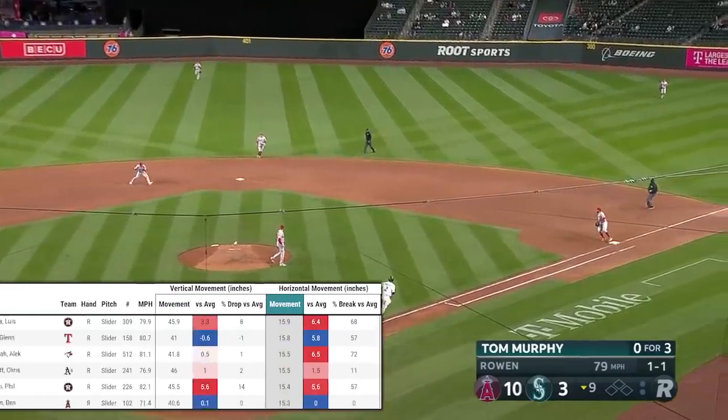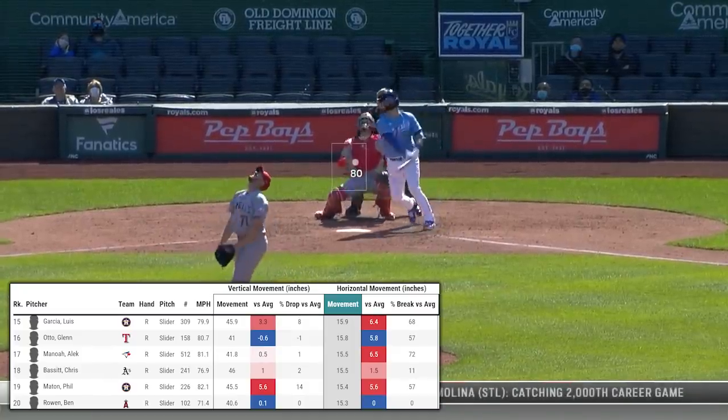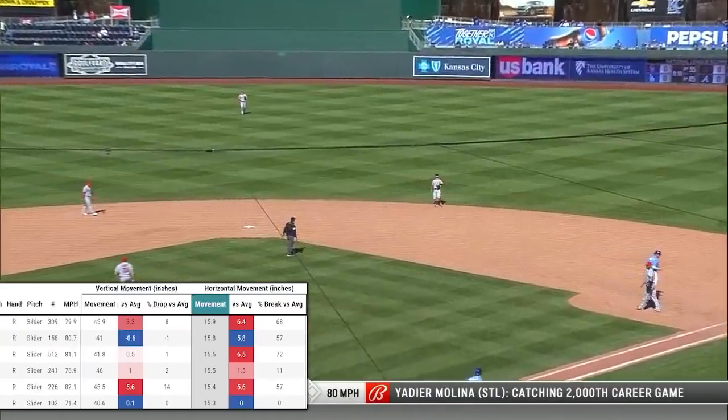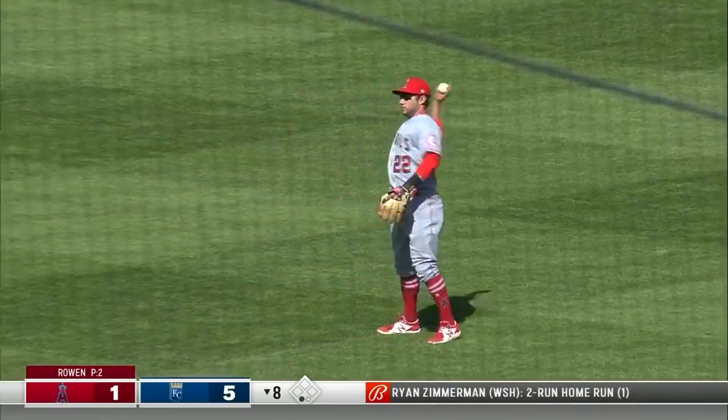With 15.3 inches of horizontal run on average, Ben Rowan landed himself at 20th in MLB for pitchers with a minimum of 100 sliders thrown. In terms of pure movement, Ben Rowan has 2 of the best breaking pitches in baseball. Rowan has always known that this was his true talent.